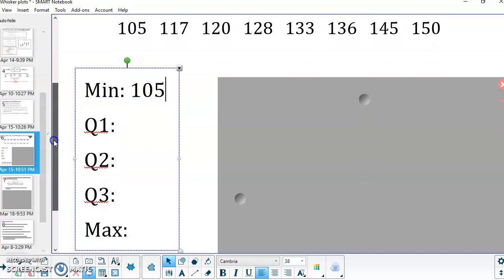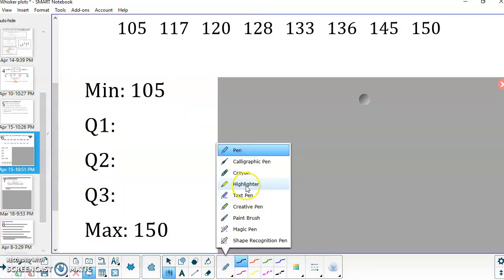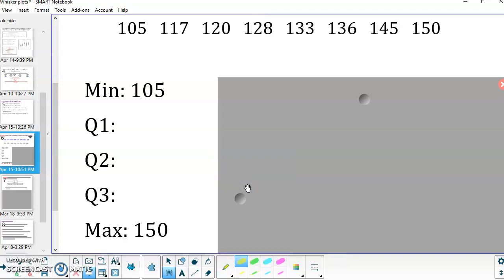And my maximum is also easier for me to get. That's 150. Now, the Q1, Q2, and Q3, those are a little trickier. So I'm going to start with my Q2. That's the easiest place to start.